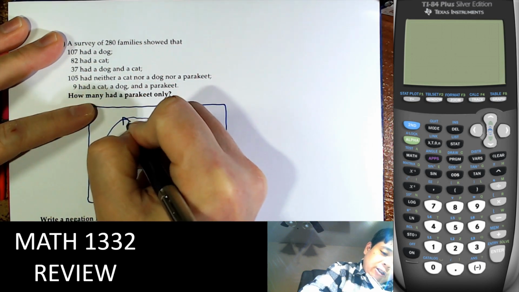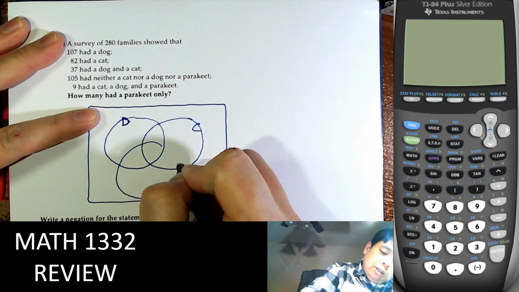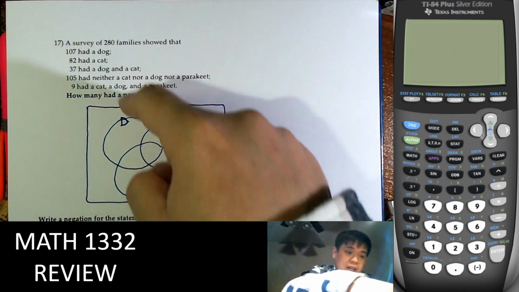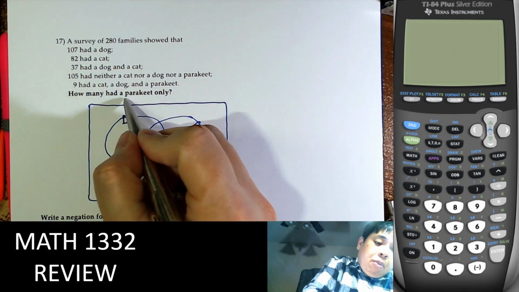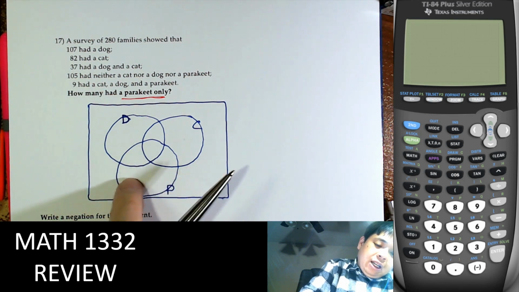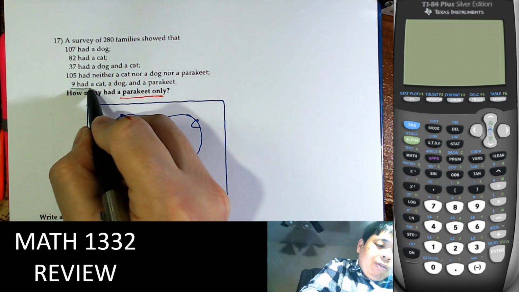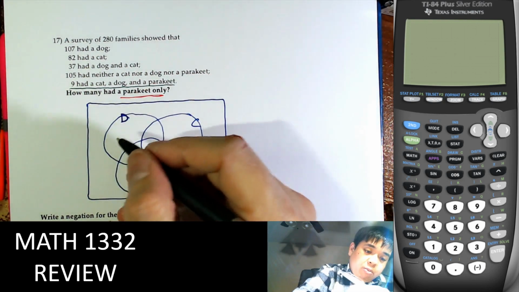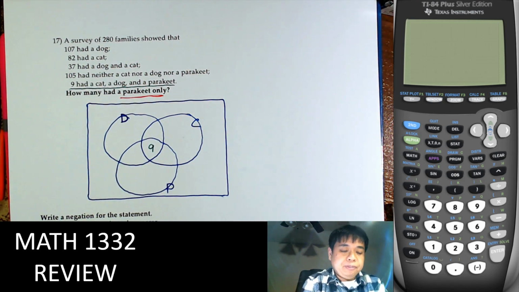So here we have dog, cat, parakeet. Now just put these numbers into the sets accordingly. What we want ultimately is had parakeet only, so we ask about this part here. Right, so let's start. We have 9. We have to go with the innermost part. So 9 of them had a cat, a dog, and a parakeet. So that's 9.